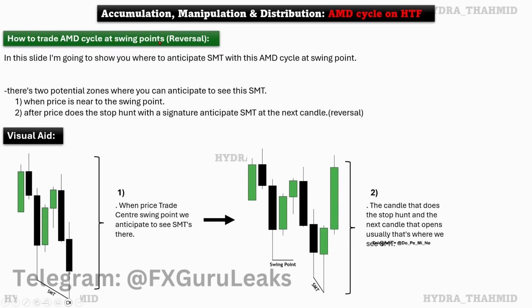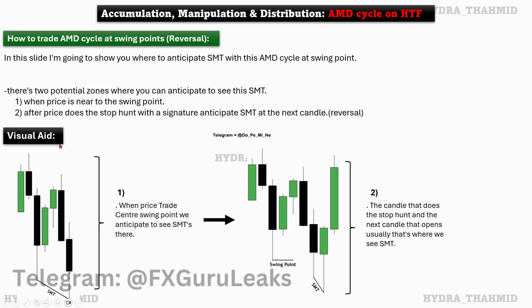So how to trade AMD cycle as swing points. Again, the reversal. And here I'm going to be showing you where to anticipate the SMT. There are two potential zones to anticipate the SMT. First, when price is near the swing point. We all know about it. And the second, after price does the stop hunt with a signature, anticipate SMT at the next candle. And that's something that the majority of the people don't know.